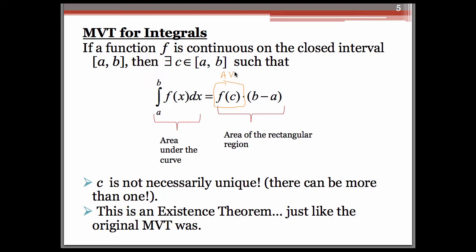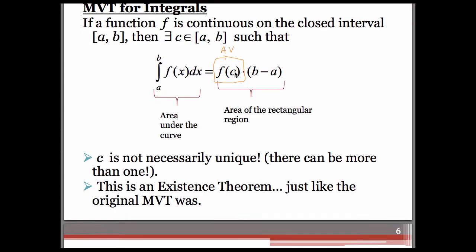That's what you're trying to solve for. So you can really think of it as dividing both sides of the equal sign by the quantity b minus a. Right? That's where the average value formula comes from. A lot of people just prefer to set up your problems using this mean value theorem for integrals and then just solve for f of c.